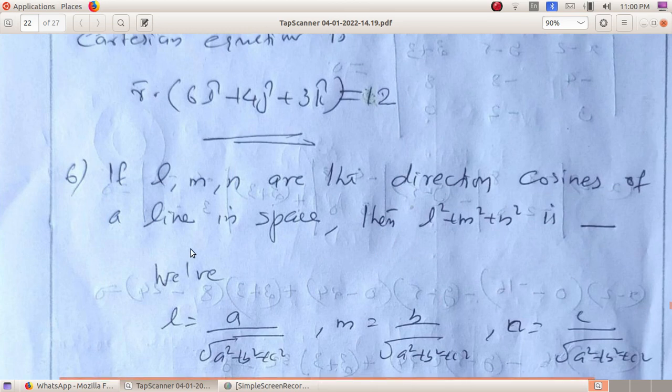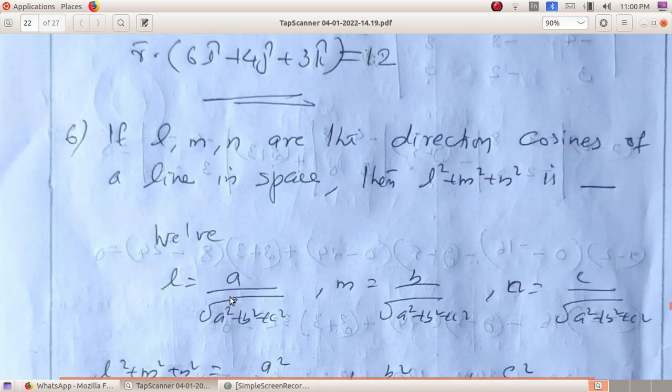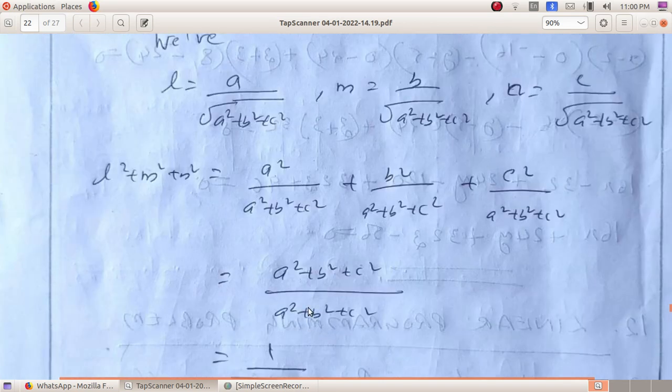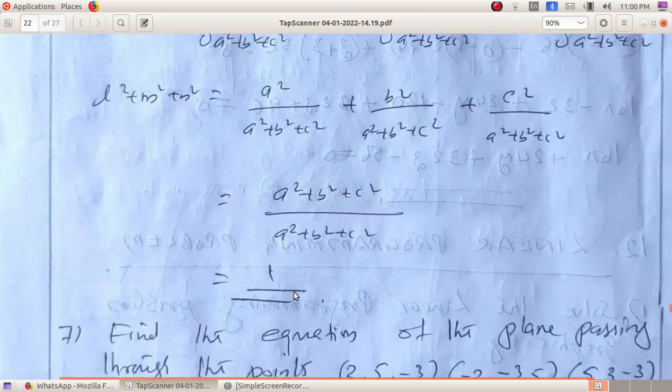If l, m, n are the direction cosines of a line in space, then l square plus m square plus n square is dash. What is l? a by root of a square plus b square plus c square. m, b by root of a square plus b square plus c square. n, c by root of a square plus b square plus c square. Then l square plus m square plus n square is what? Squaring, a square divided by this, square root is removed, a square plus b square plus c square, and b square, this one, this one. Then same denominator, you take only one denominator, then adding a square plus b square plus c square, then cutting, 1. So the answer is 1.